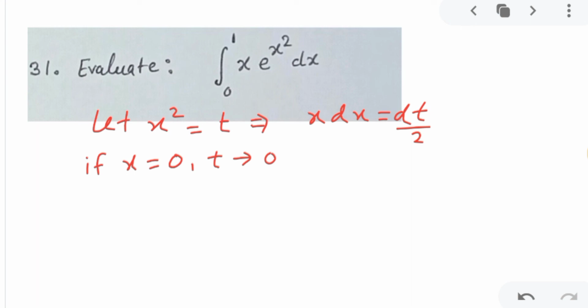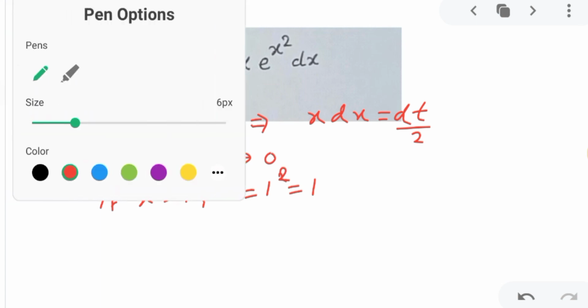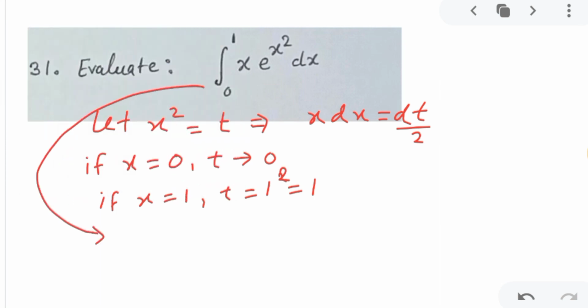So if x is 0, then t will be 0. If x is 1, then t is 1 square, so t will be also 1, correct? Okay, so now this integration will become integration with lower limit 0 and upper limit 1, okay? t is 0, t is 1, okay?